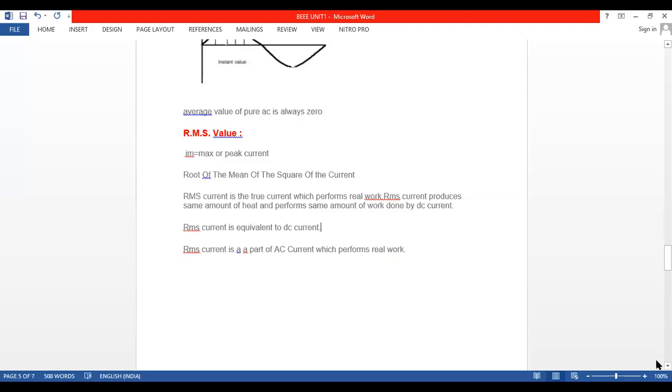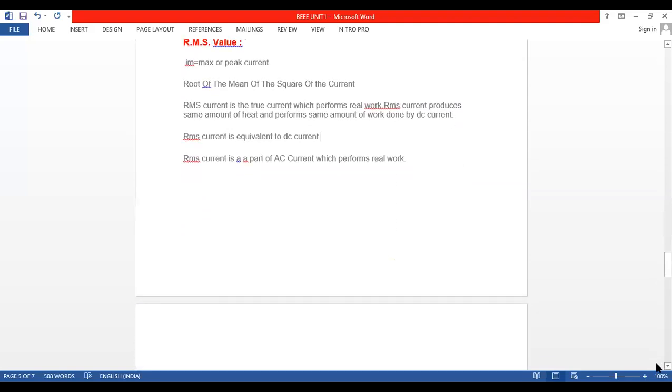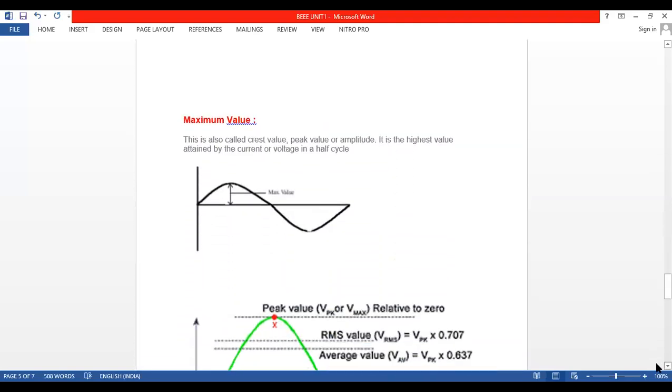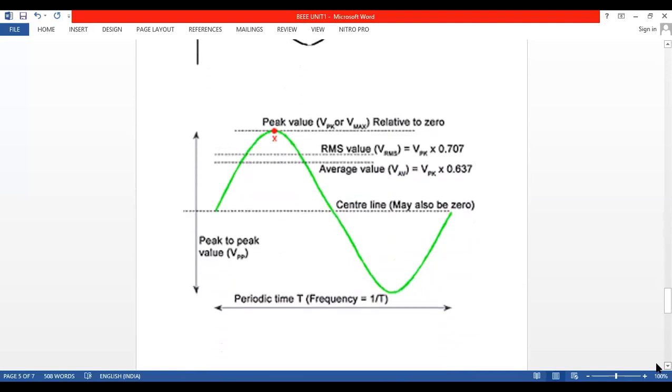So RMS current. Now, I will show you one graph, you will understand. This is the most important thing. Remember, you can write all the definitions. So what is AC current? Any student tell me? What is AC current? The current which flows in two different directions and which always changes with time is called the AC current.